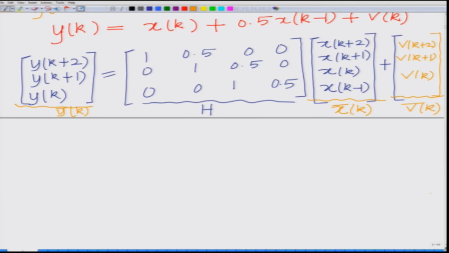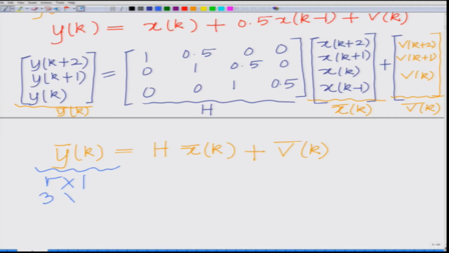Basically, using this we can develop the vector model for this intersymbol interference channel as y bar k equals H times x bar k plus v bar k, where v bar k is the noise vector, correct. Remember, y bar k is an R cross 1 vector, R equals 3. So, this is basically a 3 cross 1 matrix.